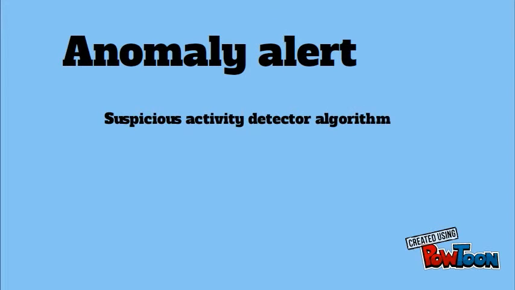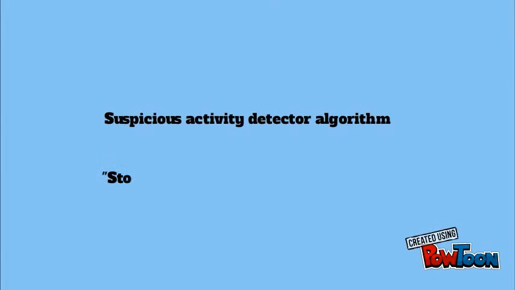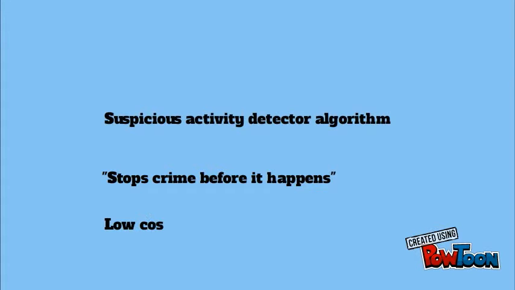Anomaly Alert consists of a suspicious activity algorithm, which will create preventive alarms based on machine learning technology. Effectively, an alarm will go off before a crime is committed, thus stopping crime before it happens. Since most of the video footage is analyzed by the algorithm, operational cost will be lower than competitors.